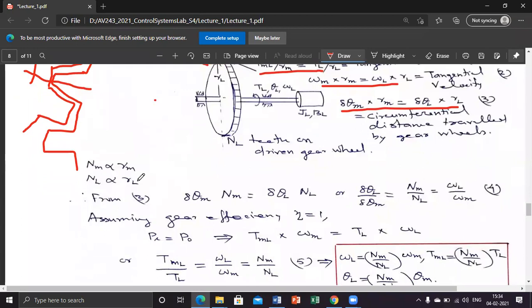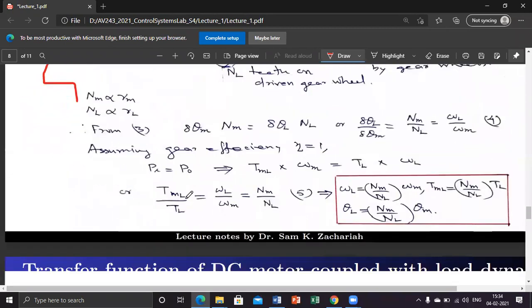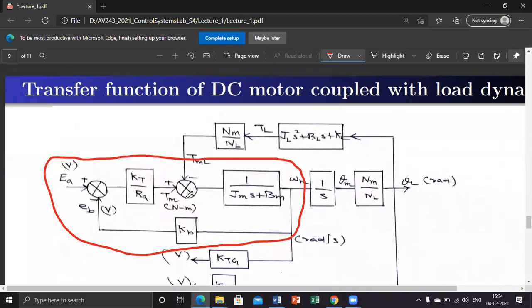You can see some videos on YouTube for different gear constructions, and you can get convinced how they are organizing teeth width and all. Okay, sir. Okay.